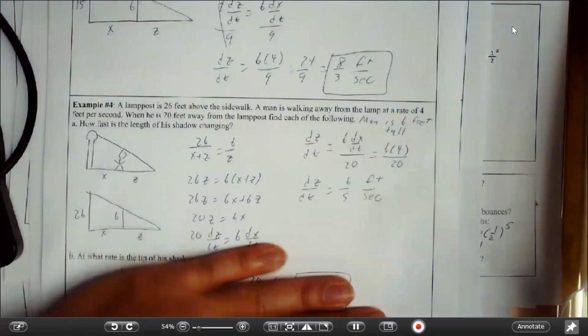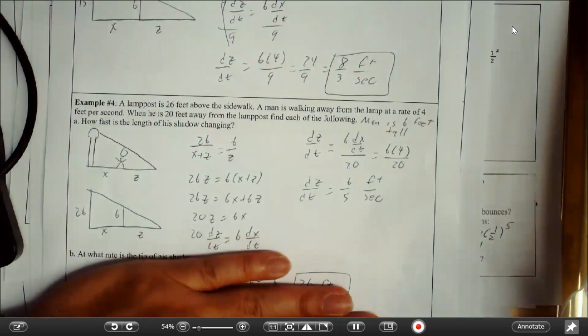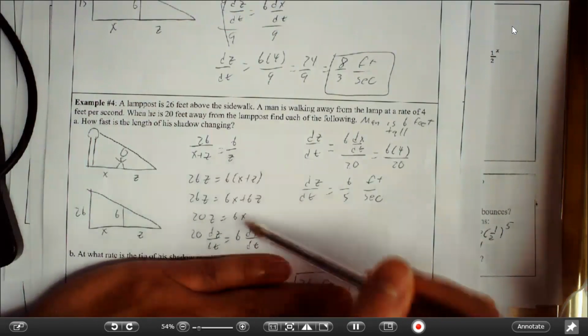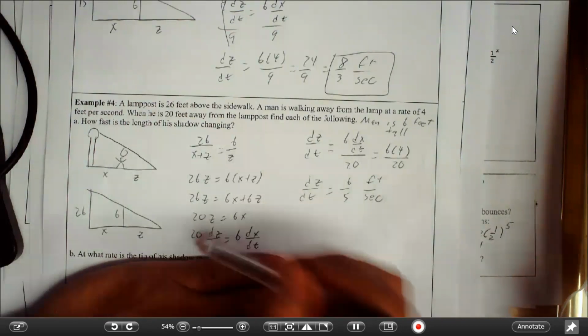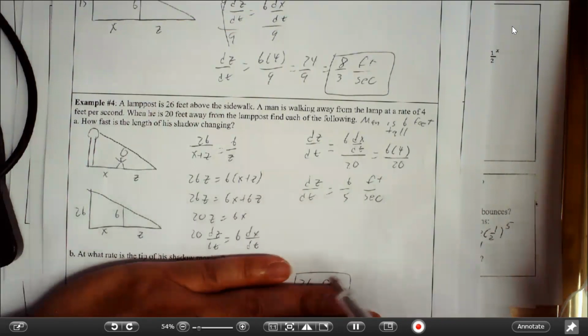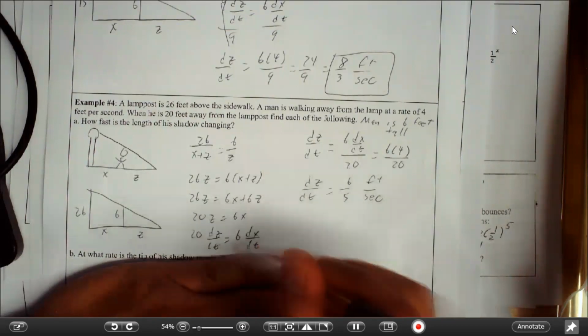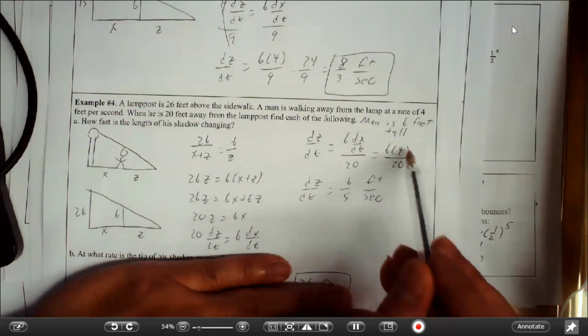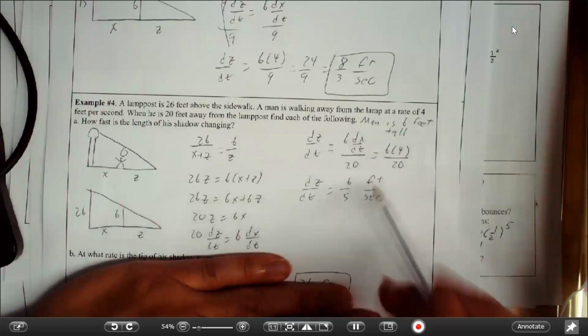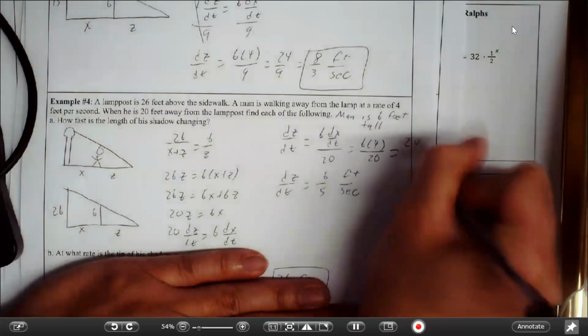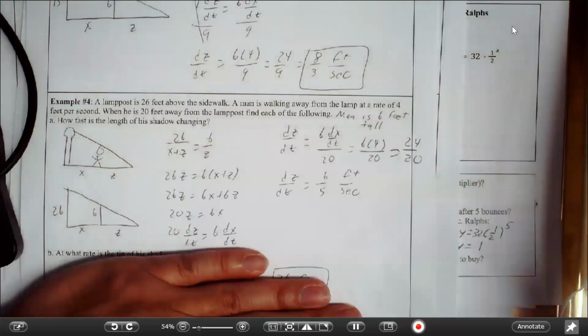So I have 26 over x plus z is equal to 6 over z. Now, once you cross multiply and get it, you should get 20z is equal to 6x, which is 20 dz dt is equal to 6 dx dt. I just divide both sides by 20, and I plug in 4 for dx dt. So I have 6 times 4 over 20, which is really 24 over 20. And 24 over 20 reduces to 6 over 5.